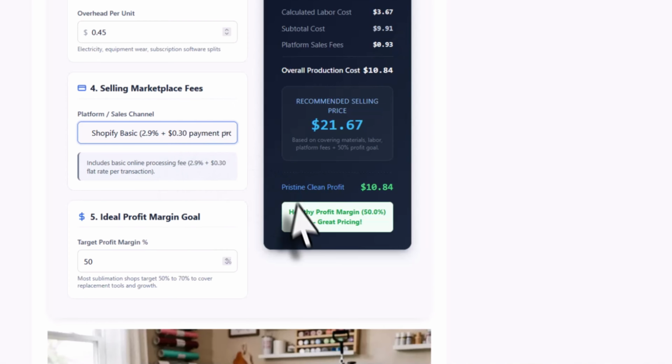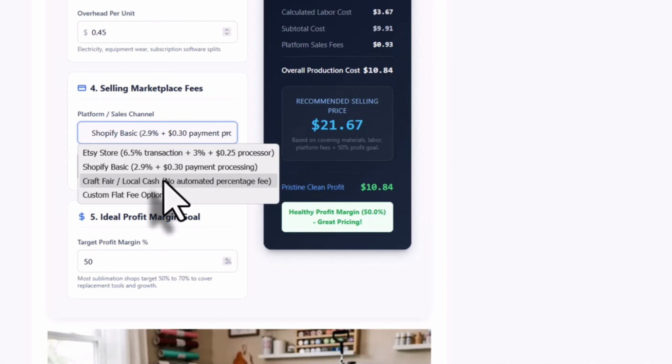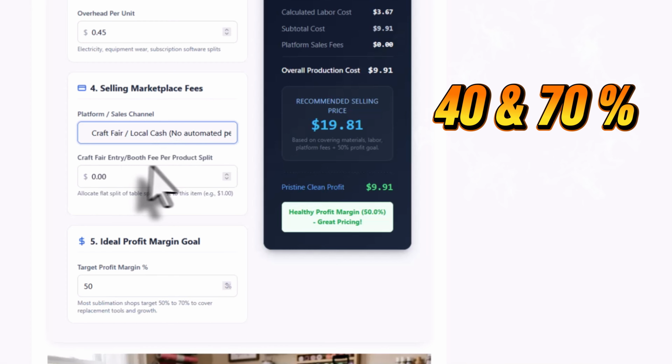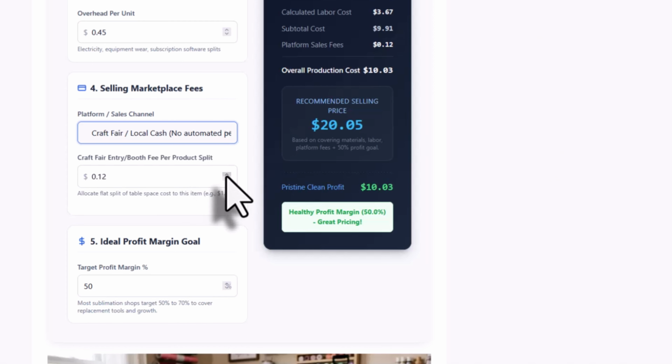Now, enter your desired profit margin. Most successful sublimation businesses usually aim for margins somewhere between 40 and 70% depending on the product type. As you adjust the margin goal, the calculator updates your recommended selling price automatically.